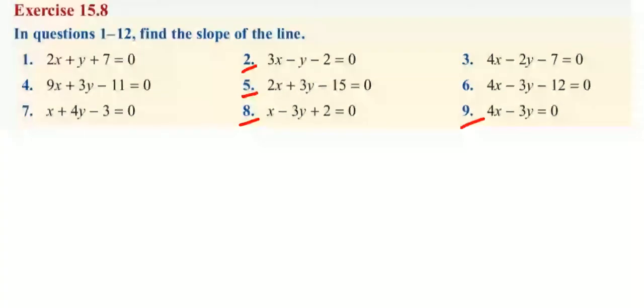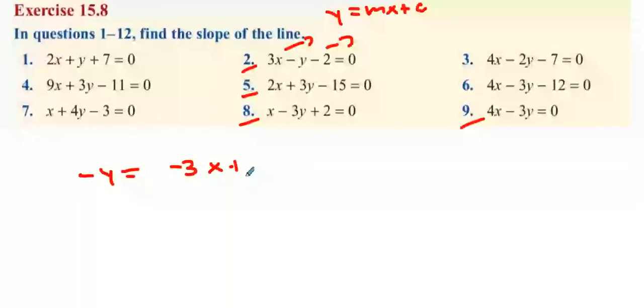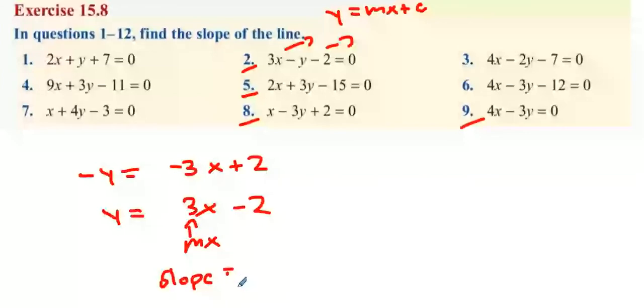For 15.8, what we're going to do is get the slope of the line using the equation y equals mx plus c. You need to get y on its own, so move the 3x and the 2 over to the other side, so you get minus y equals minus 3x plus 2. Multiply both sides by minus 1 and you get y equals 3x minus 2. The m value is going to be 3, so this one has a slope of 3. And you're done.